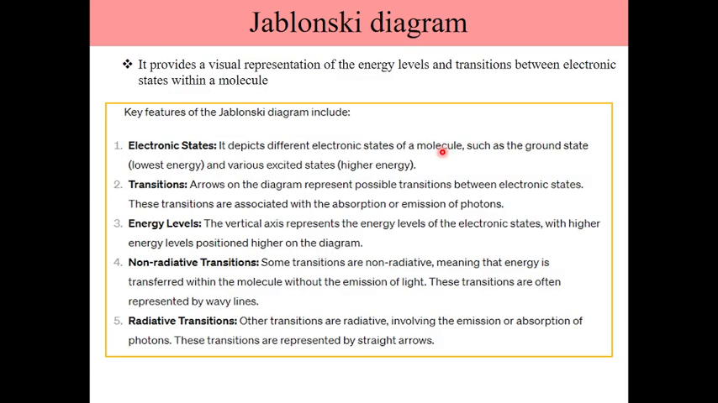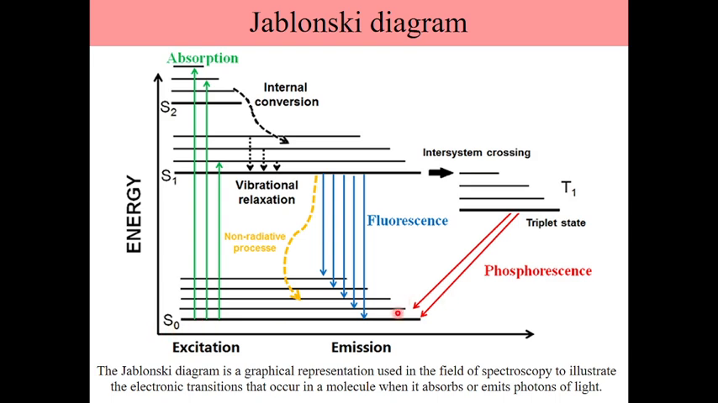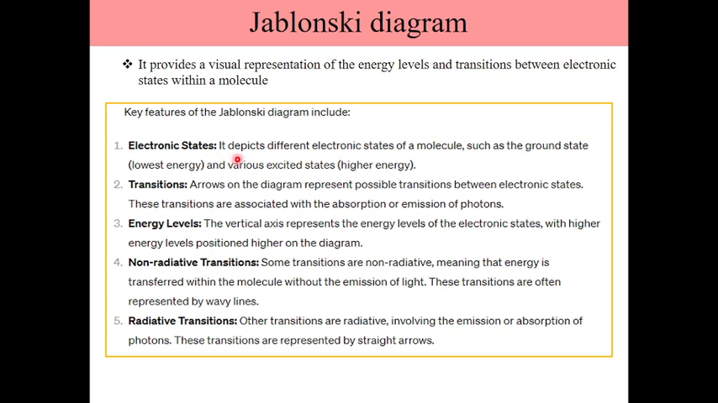Okay, so Jablonski diagram provides a visual representation of the energy levels and transitions between electronic states within a molecule. Alright, so what are the different key features of a Jablonski diagram? Now let us go back to the diagram and try to find out. So the first one is electronic state. Of course, this is the lower energy state, this is the higher energy state, right? So it depicts different electronic states of a molecule such as the ground state, or the lowest energy, and various excited states of higher energy.